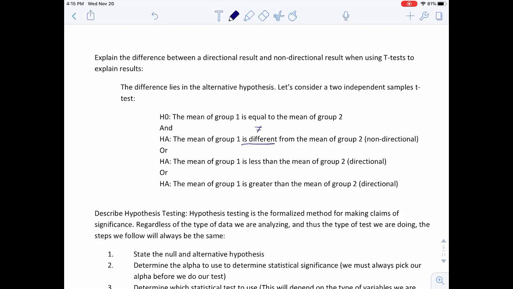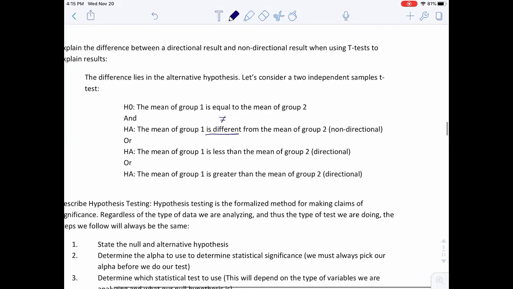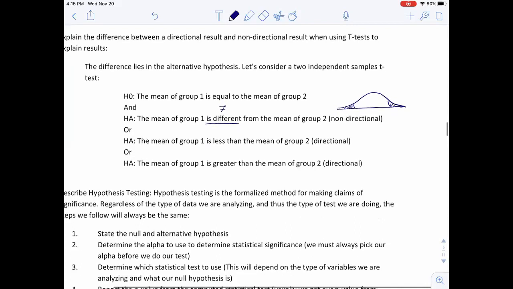So what that looks like in our distribution is that we've got this two-sided test, because I don't care which direction it's going, hence it being non-directional. And so this makes it a two-sided or two-tailed test.